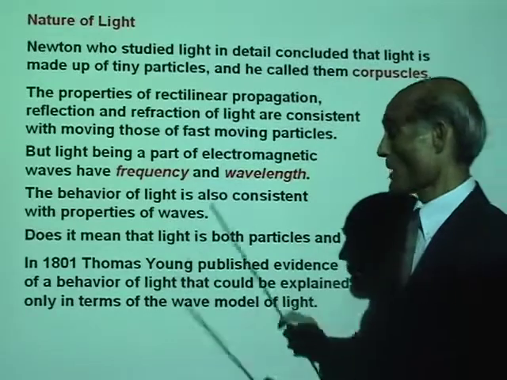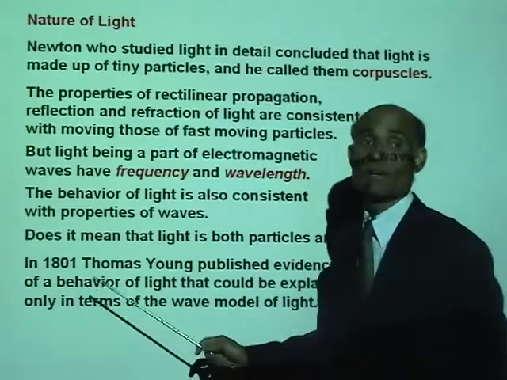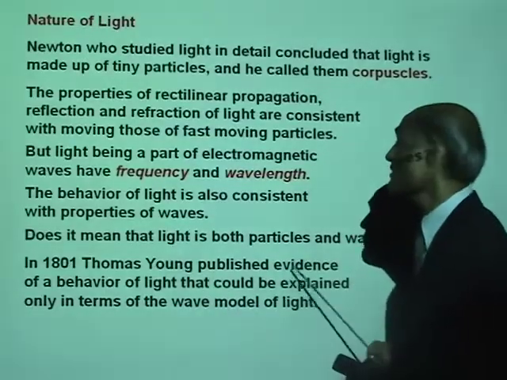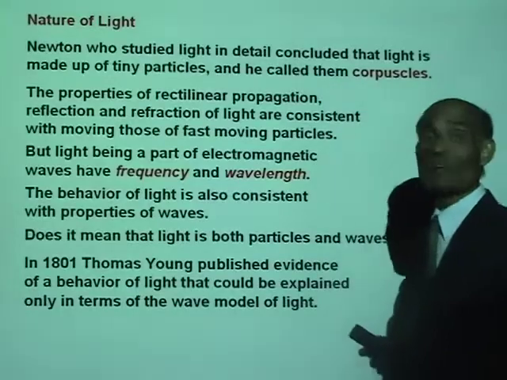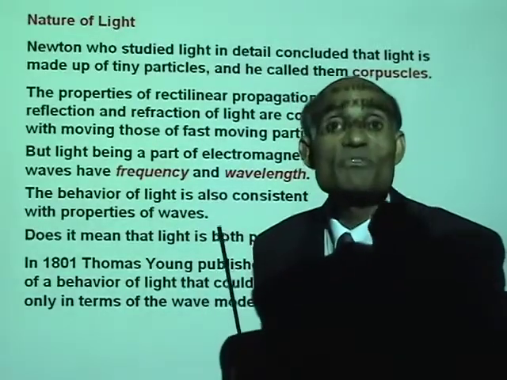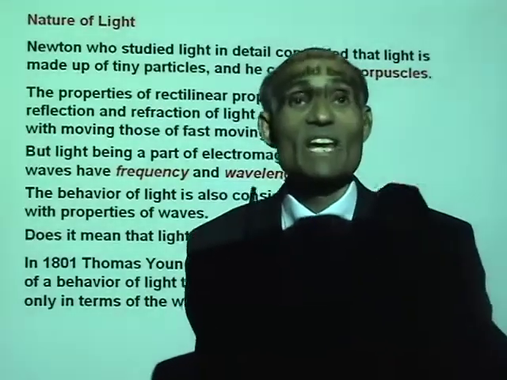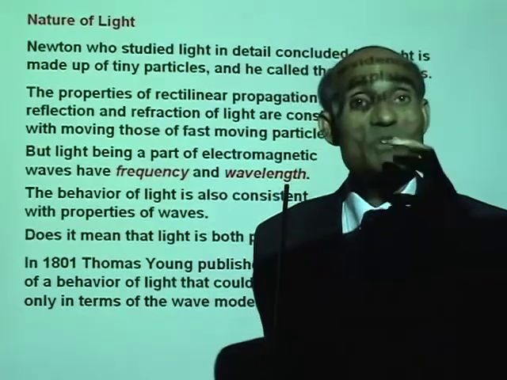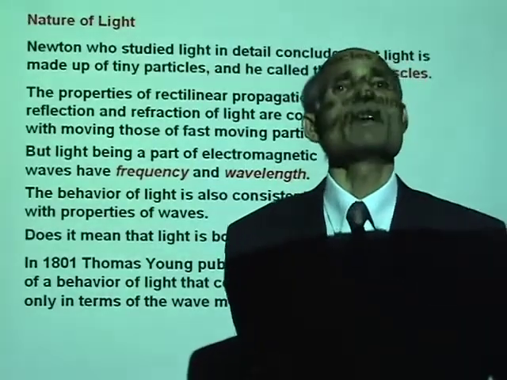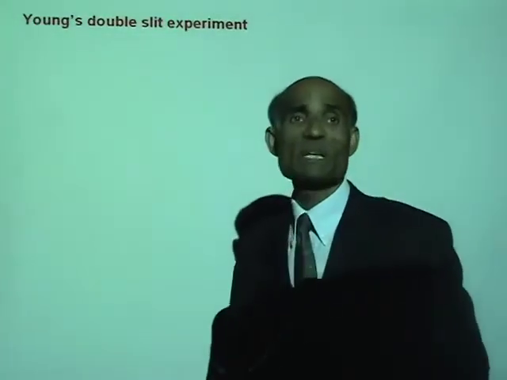All right, now let me show you an experiment. Some time ago in 1801, a scientist called Thomas Young performed an experiment and published evidence of a behavior of light that could be explained only on the basis of the wave theory of light. So the experiment done by Thomas Young showed that light is a form of wave, and this particular behavior of light could be explained only by using the wave theory, not by particle theory. And what is that experiment? Let's look at the experiment Young did.